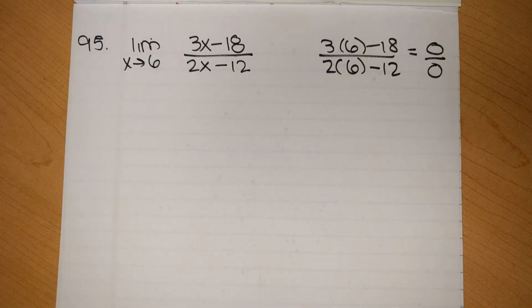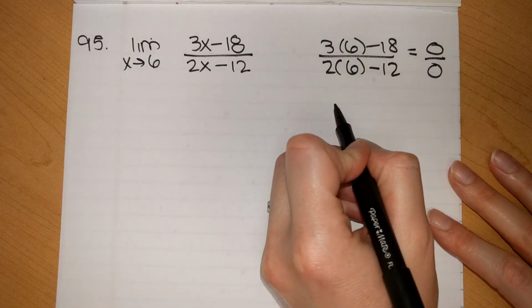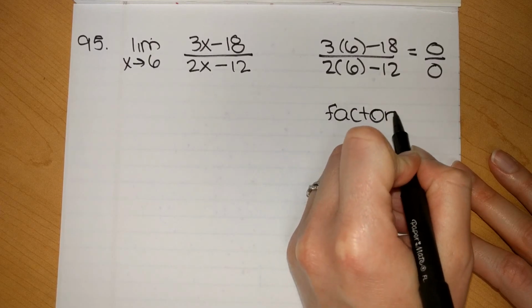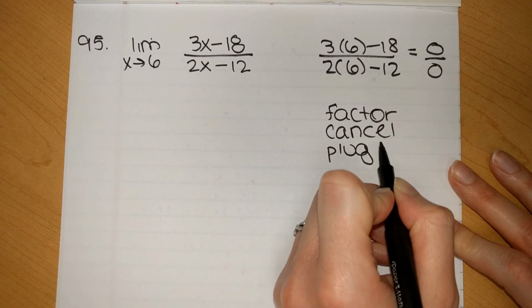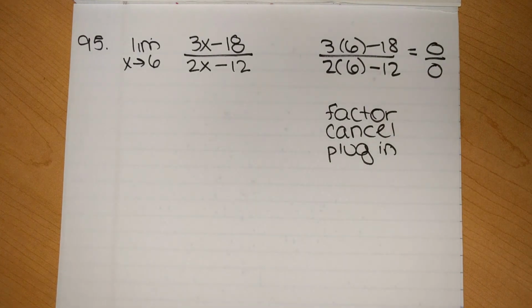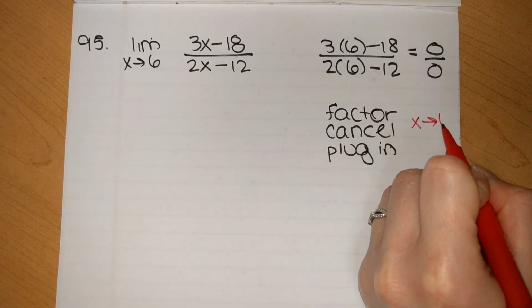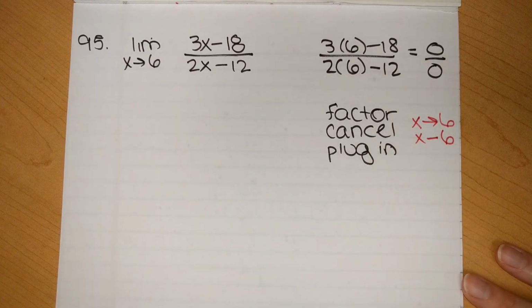So when we have that 0 over 0, we know that we're trying to cancel out the whole, and we do that by factoring and canceling and then plugging in. And again, there's no big surprise as to what we're supposed to cancel out, because if x is going to 6, that is going to indicate that we want to cancel an x minus 6.